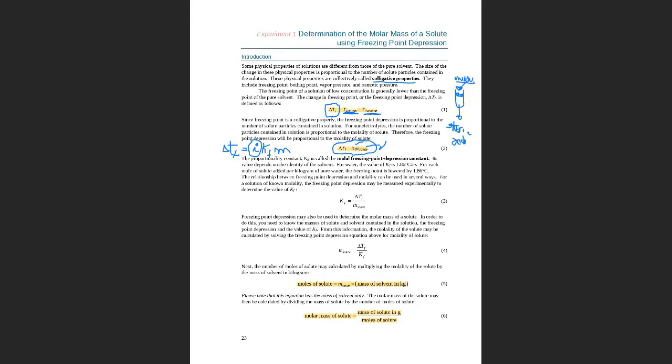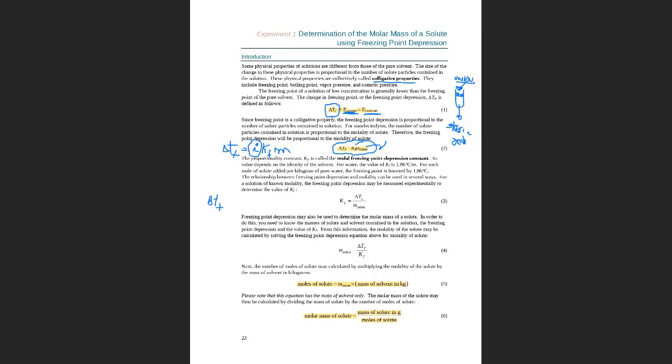How are we going to calculate the molar mass? First thing, from the Excel graph and from the data that is given, we are going to extract the delta TF. This is the first step. Then the second part, once we have the freezing point, we are going to calculate the molality.